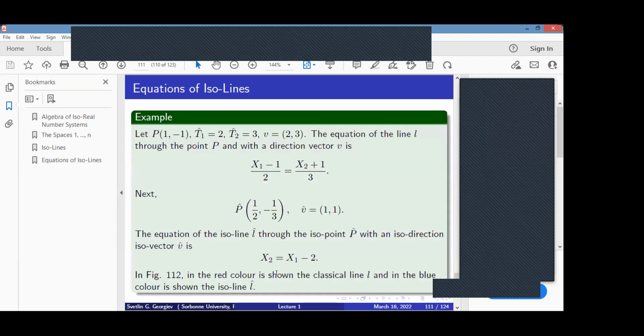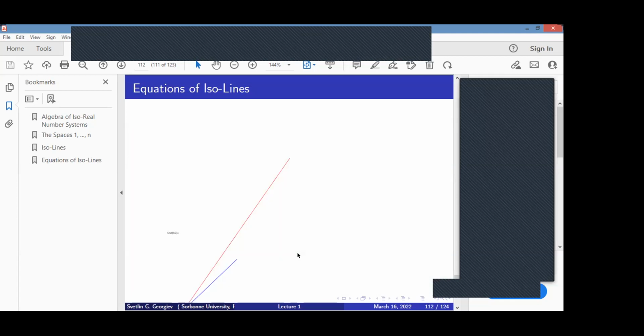Now, as a first example, we take the point P, 1, minus 1, the isotopic element to be this one, and the vector V to be 2, 3. The classical line has the following equation, but the iso line has the following equation. We have differences between the equations of the classical line, this one, and the equations of the iso line, which is this one. And in the next picture, the classical line is given in red color and the iso line in blue color.